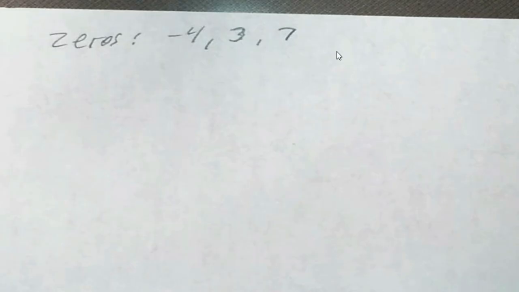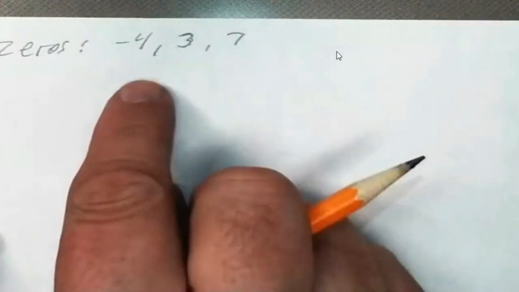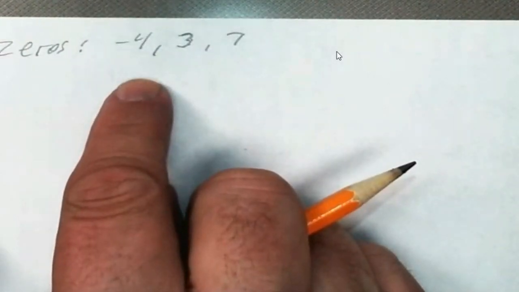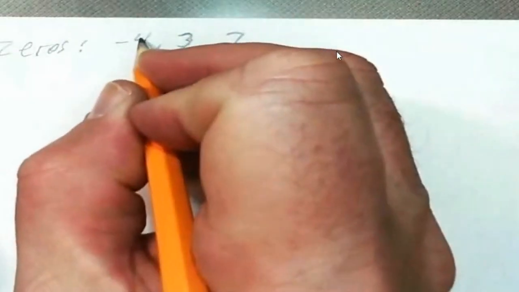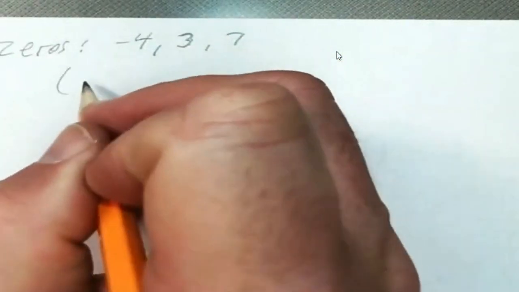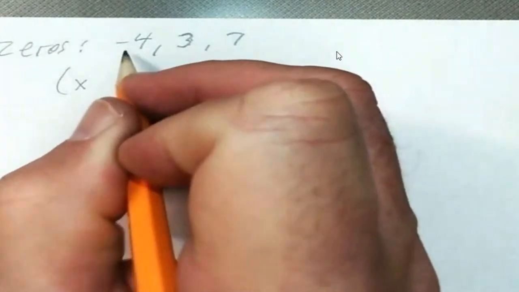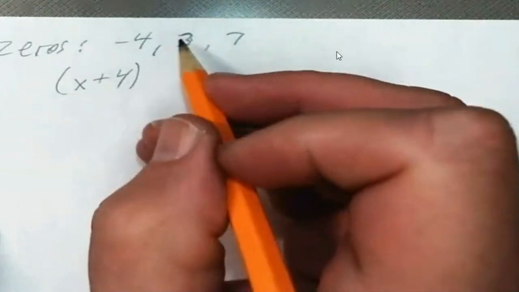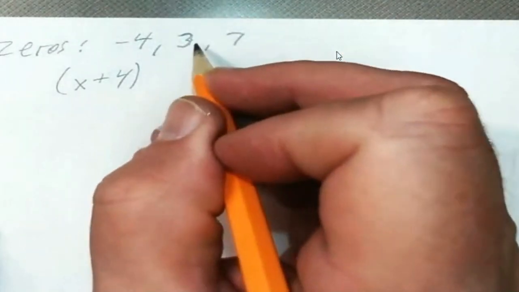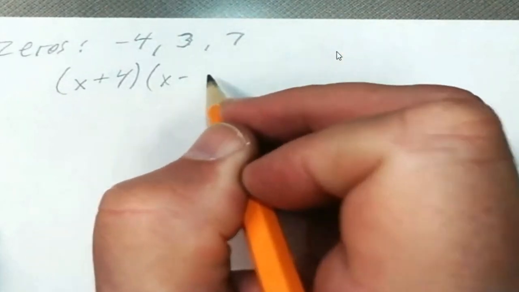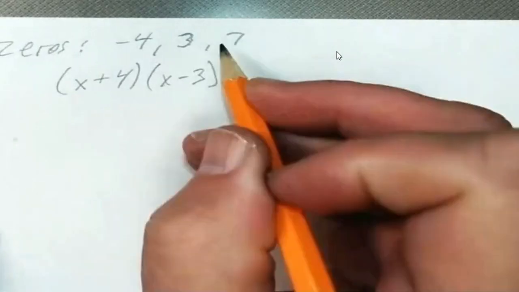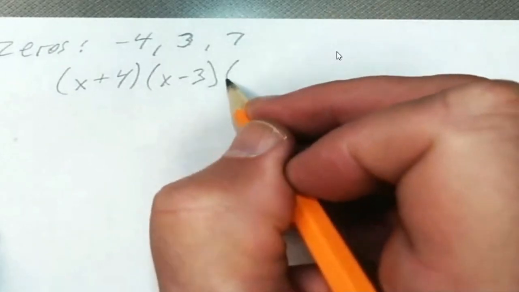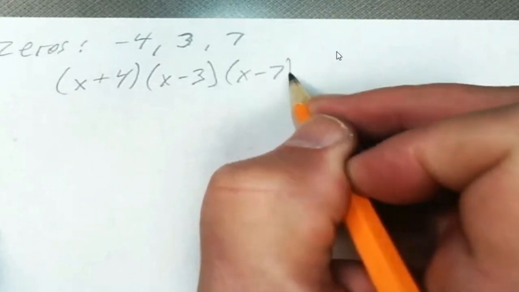Well, it's x to the third because it's got 3 zeros, right? This is not as hard as you're thinking. If there's a zero of negative 4, that means the factor is x plus 4. If there's a zero of 3, there's a factor of x minus 3. And if there's a zero of 7, there's a factor of x minus 7.